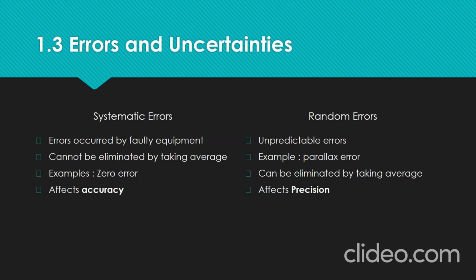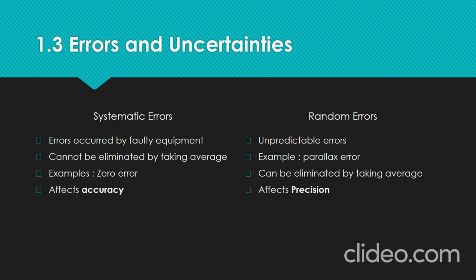Here comes errors and uncertainties. Now the third partition of Unit 1. Hold on guys, we still have just two more to go. Errors are of two types, systematic and random. Systematic errors are caused by faulty equipment or imprecise measuring equipment. Zero error is one such type of systematic error. This type of error cannot be eliminated by taking average, and more importantly, this affects the accuracy of the results.